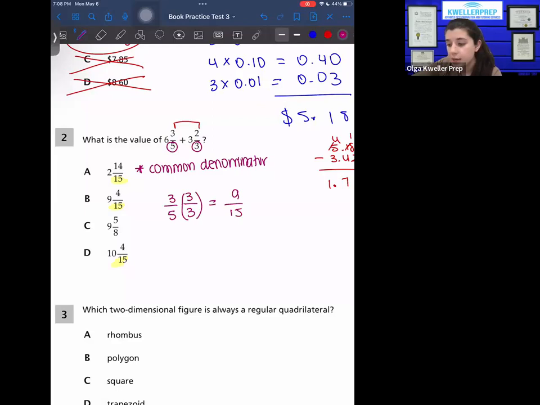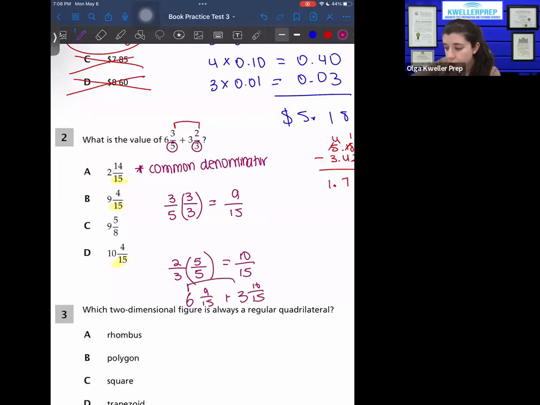And then we're going to do the same thing to the 2/3. Again, I have to multiply by 5 on the bottom to get 15, which means I'm going to do the same thing to my numerator, 5 over 5. This is going to give me 10/15. So now I have 6 and 9/15 plus 3 and 10/15.